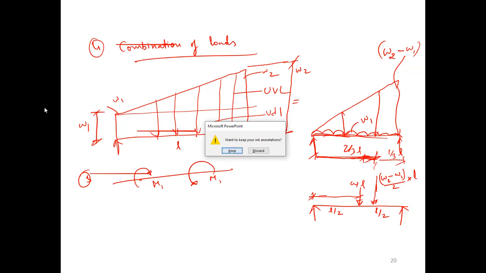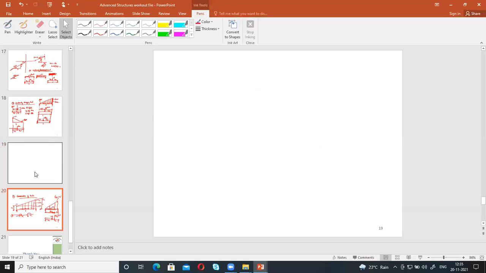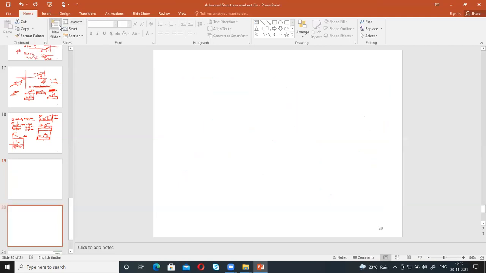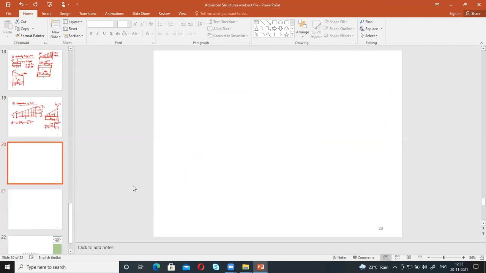What are all we discussed? Different types of supports, and loads with UDL and UVL combined. We also discussed what is meant by beams. In beams, we discussed types of supports, determinate beams, types of beams, and afterwards types of loads. Any doubts in the concepts so far? Tell me if you have any doubts.